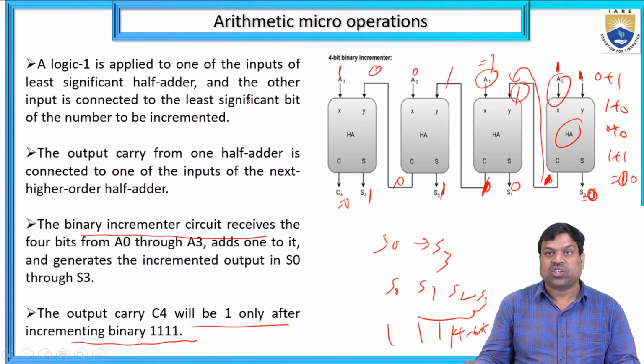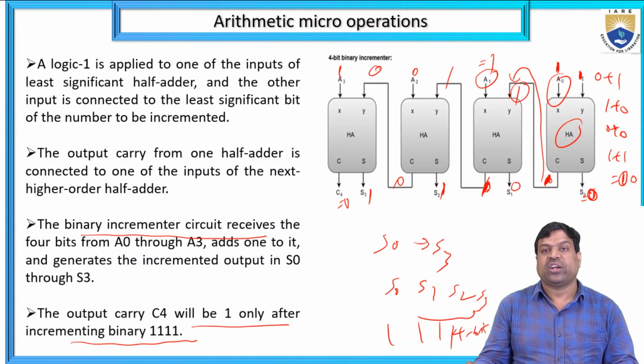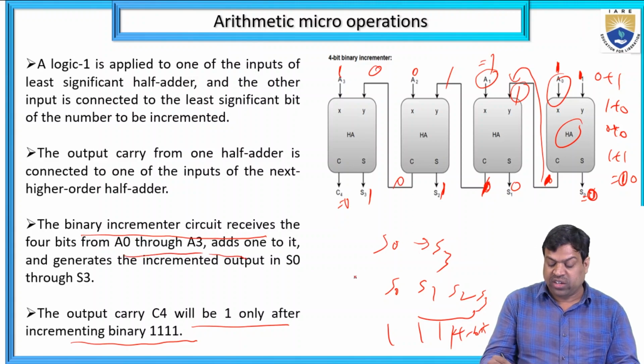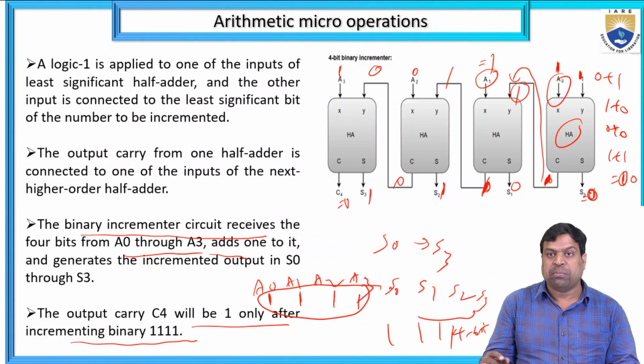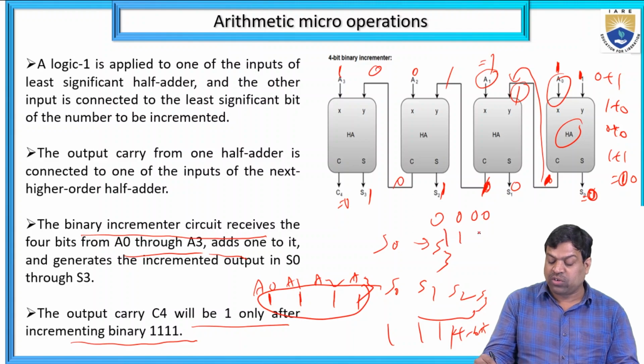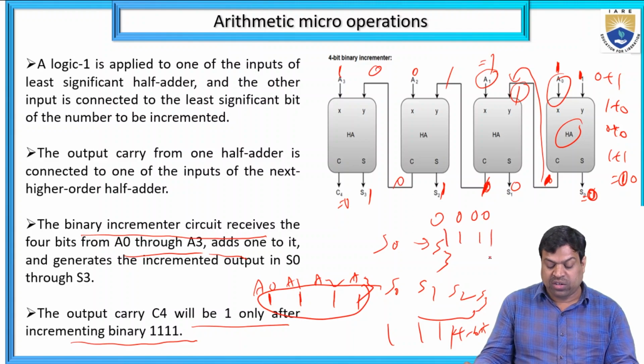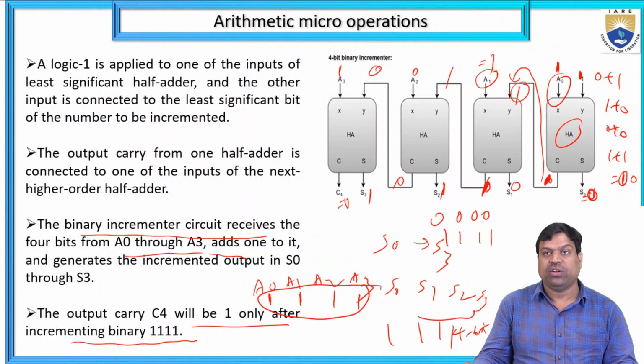So a logic one is applied to one of the inputs of the least significant half adder, and the other input is connected to the least significant bit of the number to be incremented, and the output carry from one half adder is connected to one of the inputs of the next higher order half adder. The binary incrementing circuit receives the bits from A0 through A3, means A0, A1, A2 and A3. Suppose I am taking A0 equal to 1, A1 equal to 1, A2 equal to 1, A3 equal to 1. How many bits are there? The maximum is 1111. What is the least value? 0000. What is the highest value? 1111. So the carry out will be one only for the incrementing value of 1111.